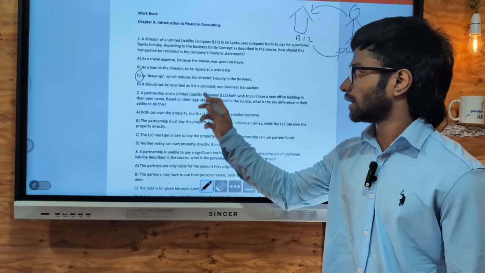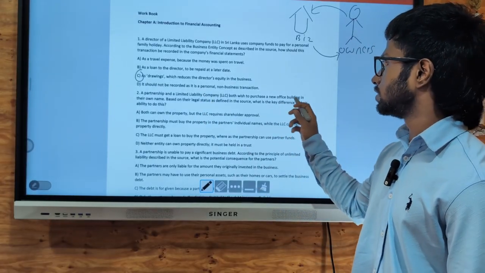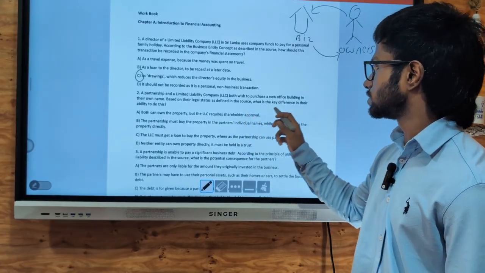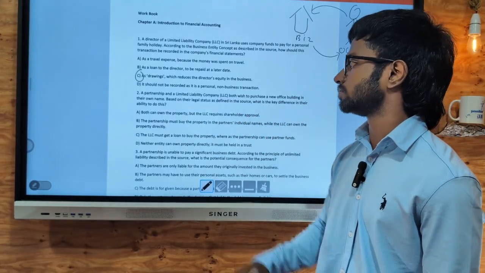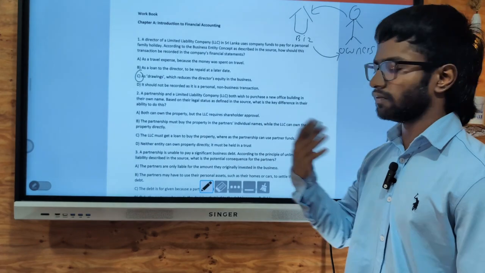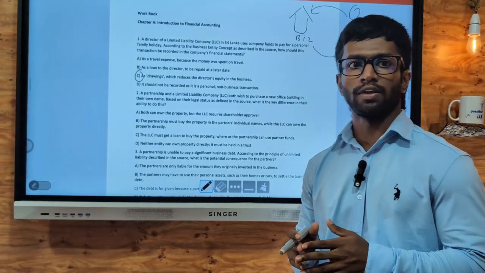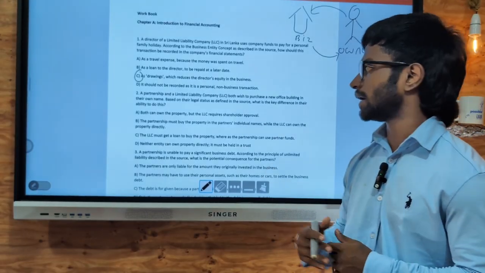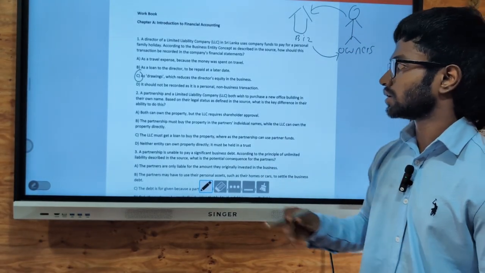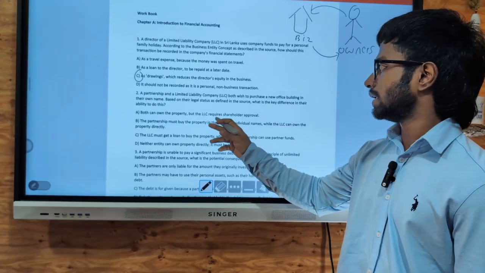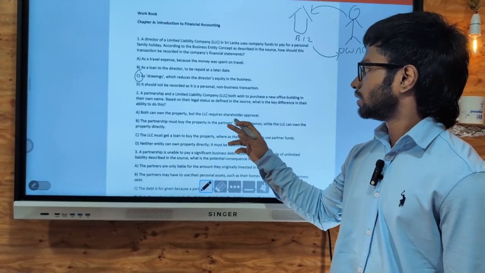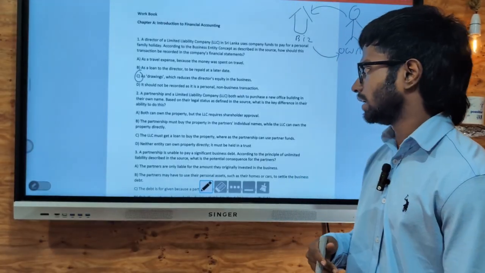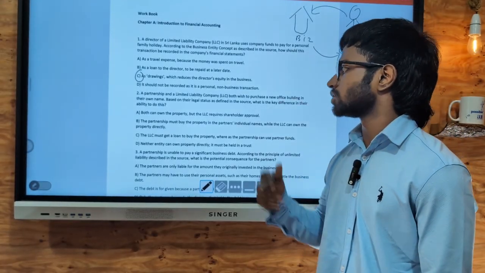We have a partnership and a limited liability company both wish to purchase a new office building in their own name. Based on their legal status as defined in the source, what is the key difference in their ability to do so? Okay, so here I hope you remember the differences between partnerships and limited liability companies. So we'll see one by one what are the key differences. Both can own property, but the LLC requires shareholder approval. LLC stands for letter of credit. So we'll keep that for now.